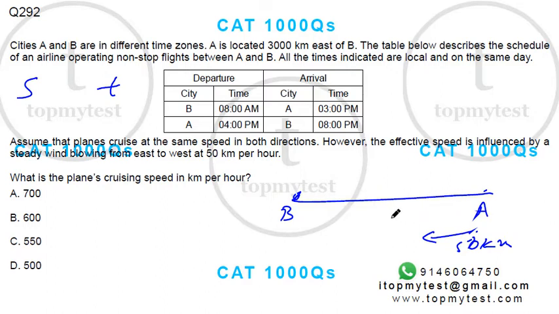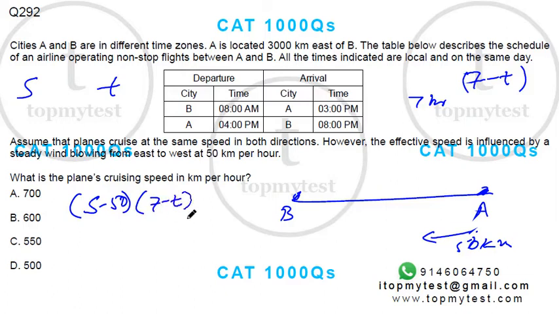When you're going from B to A, the journey time shows 8 to 3. So 4 plus 3, 7 hours. But actual journey time will be 7 minus T, the time difference. Effective speed will be S minus 50 because it is going against the wind. So S minus 50 into 7 minus T should be equal to the distance, which is 3000, which is also equal to the distance in the reverse direction.